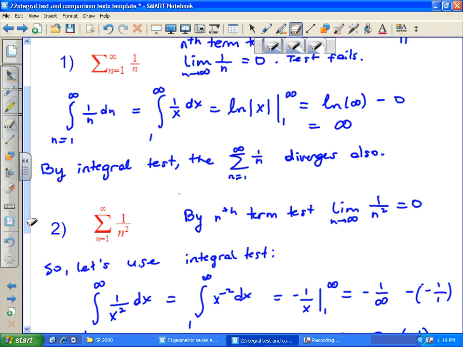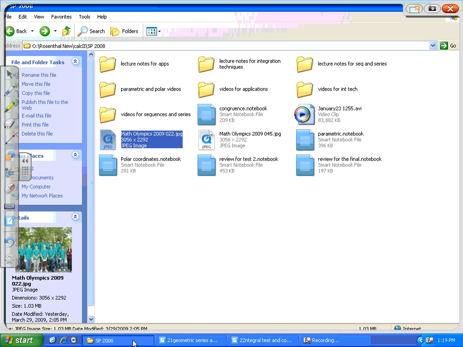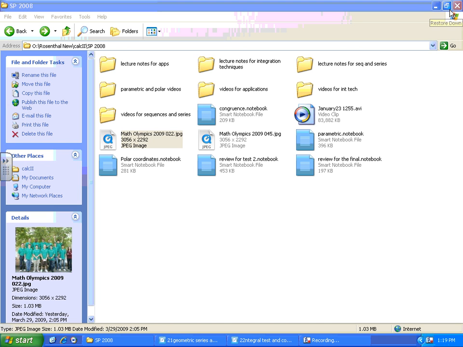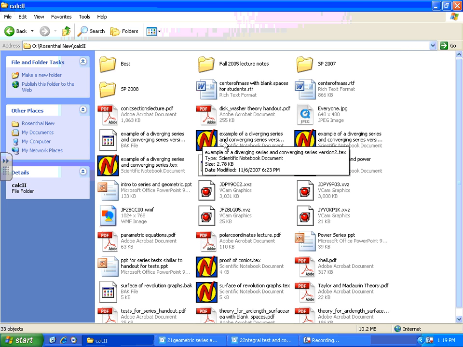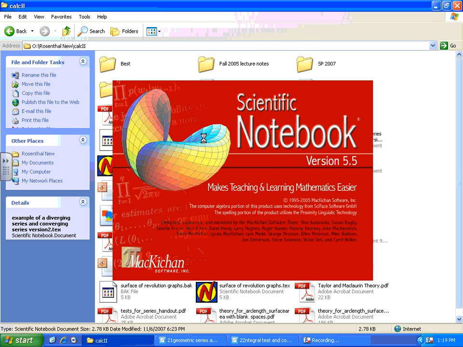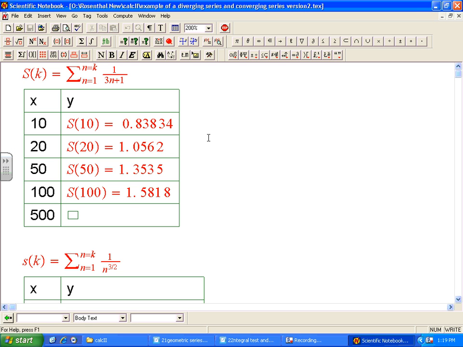Now, I'm going to see if I used to have a folder here where I use Scientific Notebook to show something. If I can find it today, I'm going to show you today. If not, I'm going to come back to it. Okay, there we go. Example of a divergent series and a converging series. Let me see. Version 2. Let me go to this one. I don't remember which one was my last version. Okay. No, I don't want version 2. I think I'm going to go to version 1.